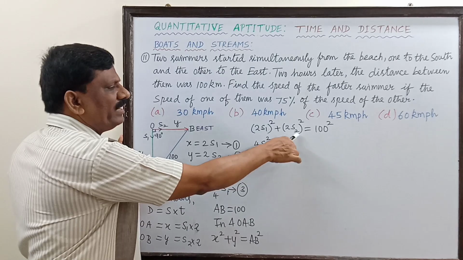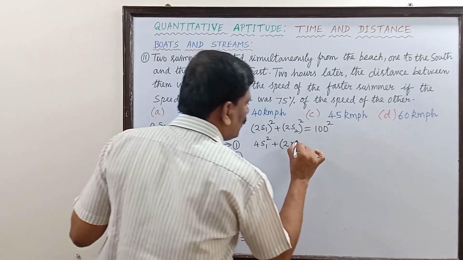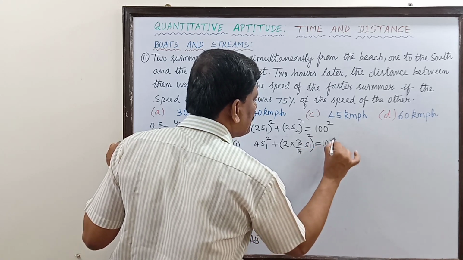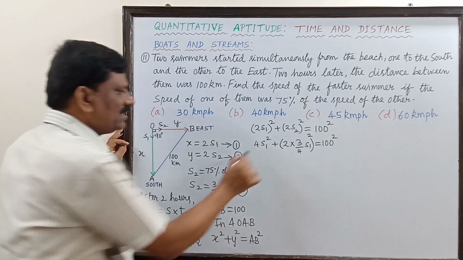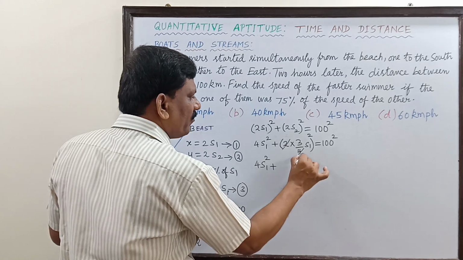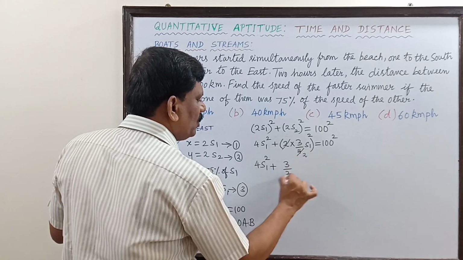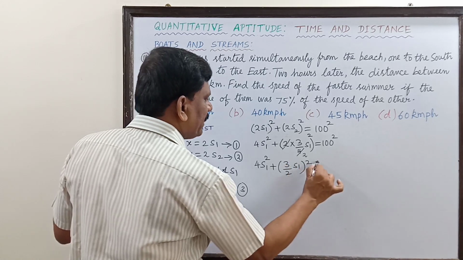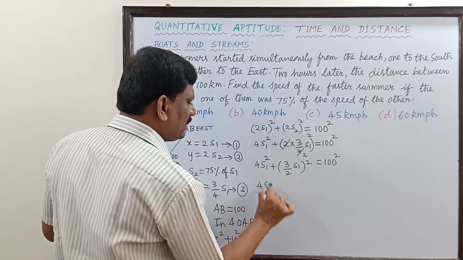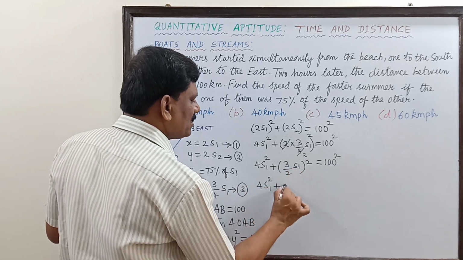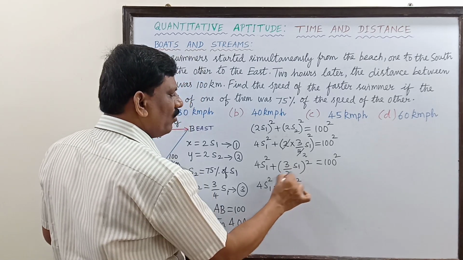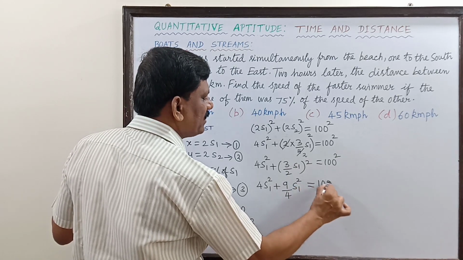In place of s2, we can substitute 3 by 4 s1. So this is 3 by 4 s1 the whole square is equal to 100 square. The first term is 4 s1 square, plus, these 2 2s are 4, so 3 by 2 s1 the whole square is equal to 100 square. Once again, 4 s1 square plus 9 s1 square, so 9 by 4 s1 square is equal to 100 square.